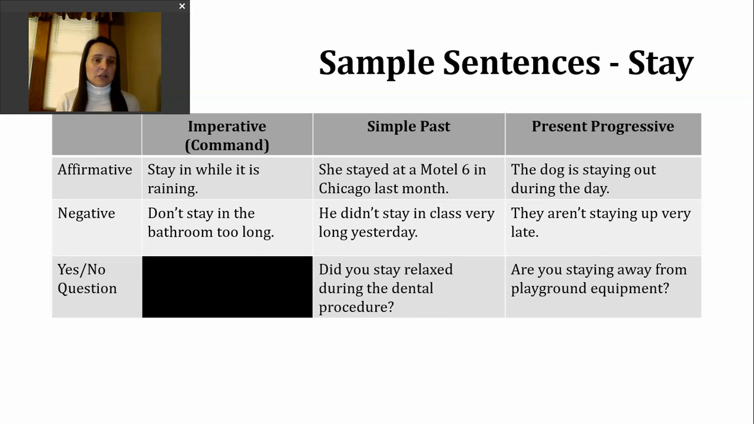In the negative for a command, we're going to use don't and the base verb. And again, it's always don't, never doesn't. Okay. Here's an example of that. Don't stay in the bathroom too long.